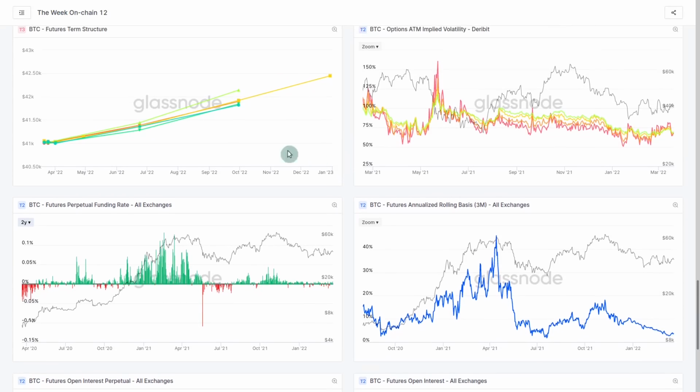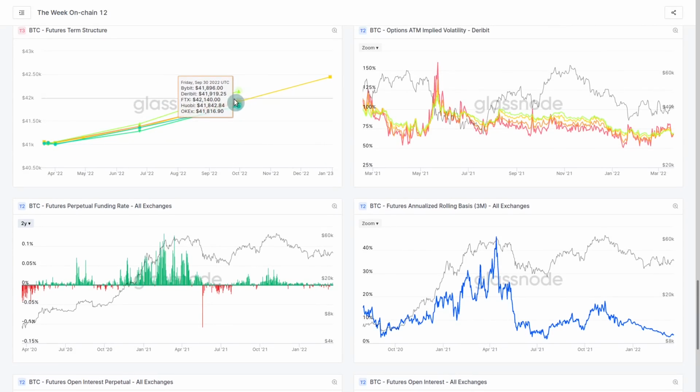And any premium that we can see in this futures curve, so let's take the September contracts here, they're currently trading at $42,000. So if someone was to buy spot and sell the future, they would be able to lock in roughly $1,000 premium over that period of time. So that's what we call the annualized rolling basis. And we're looking at it on a three-month basis.